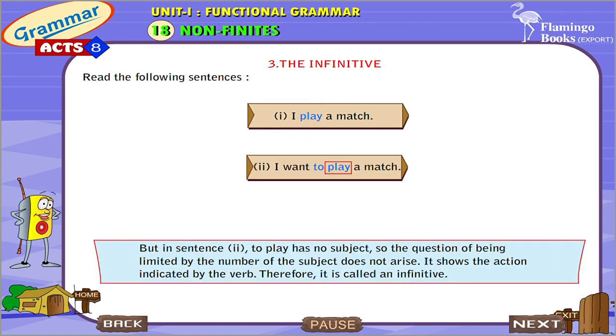But in sentence 2, to play has no subject, so the question of being limited by the number of the subject does not arise. It shows the action indicated by the verb. Therefore, it is called an infinitive.